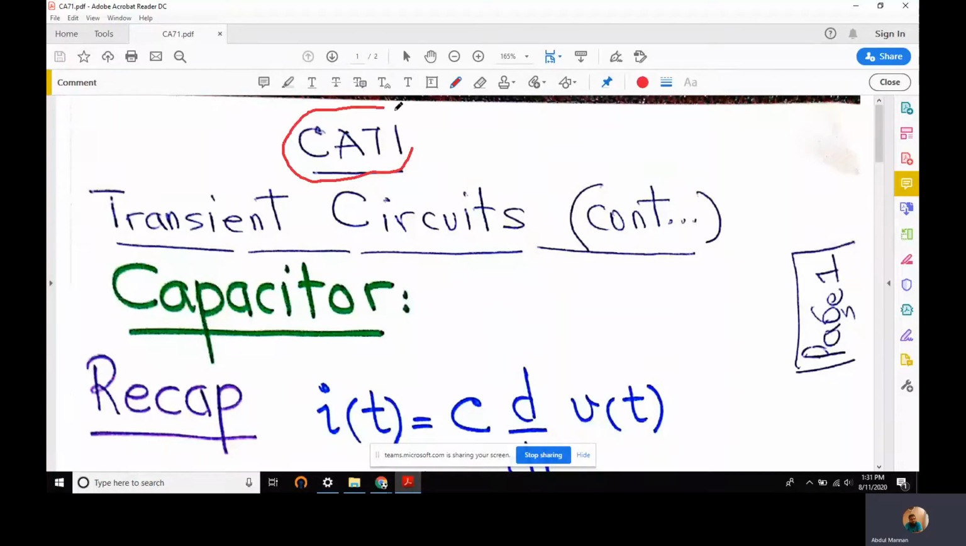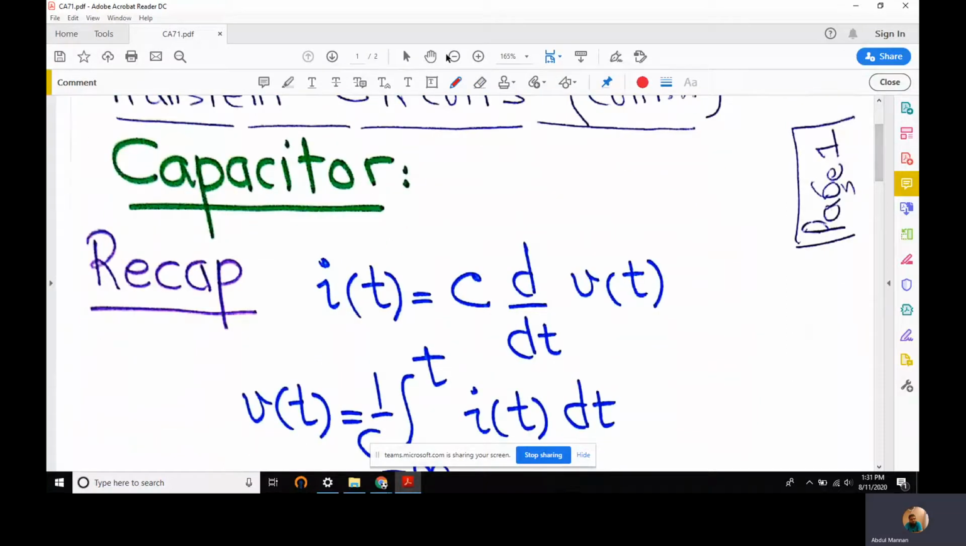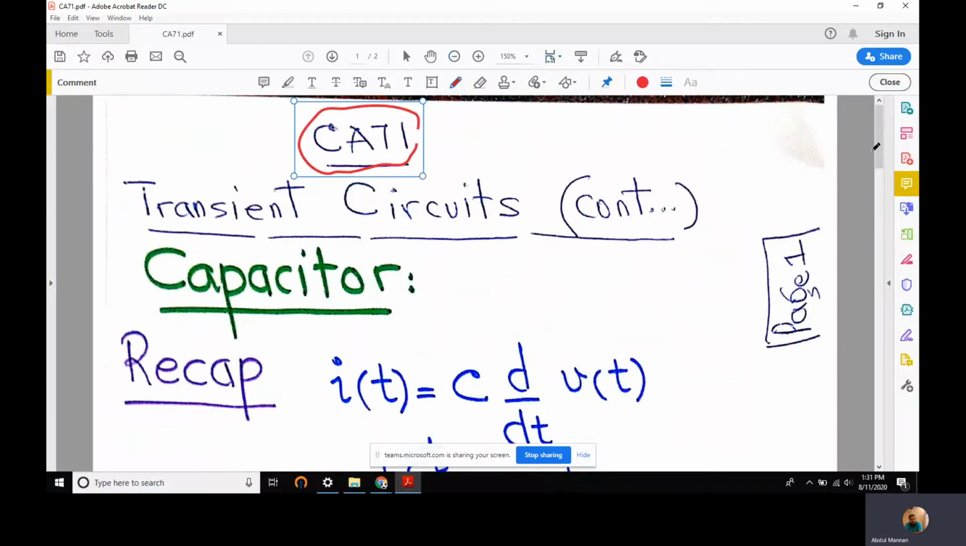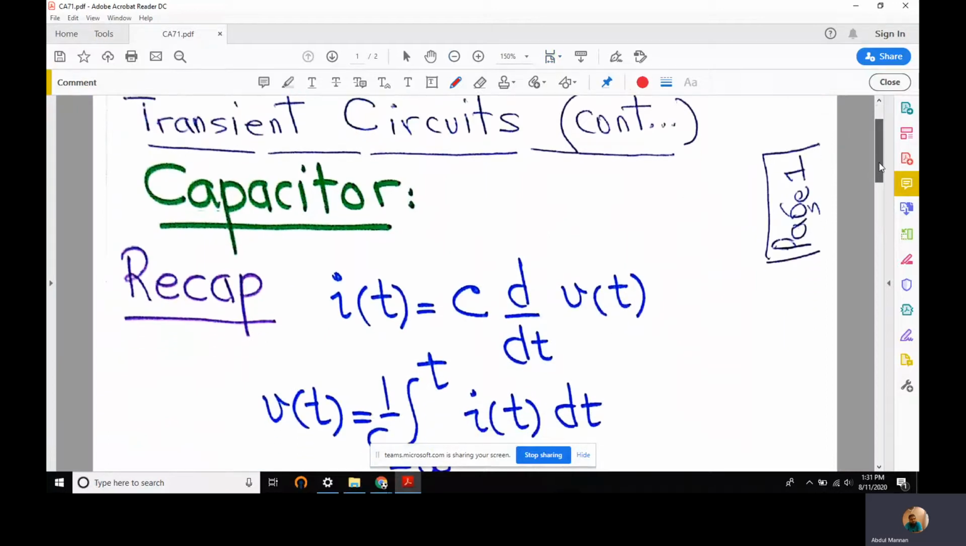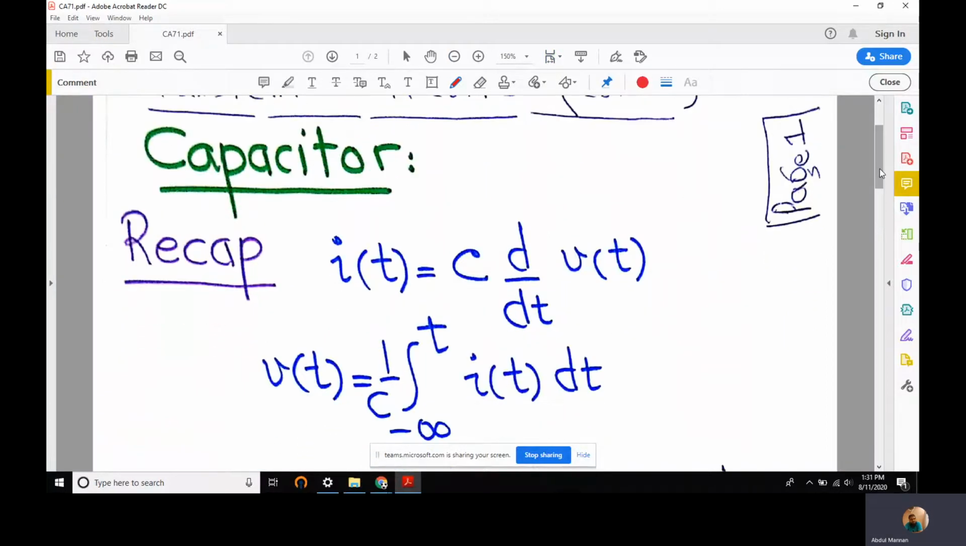Welcome to 71st lecture of circuit analysis. We are studying transient analysis of circuits, and in the last lecture we studied some characteristics of capacitor when we have sudden variations in applied voltage or applied current, in fact, in applied sources.